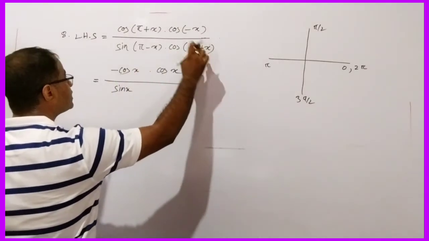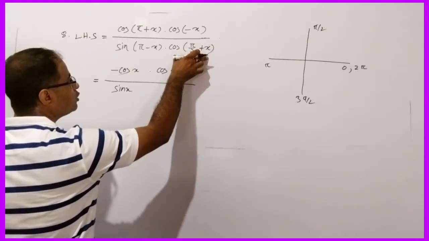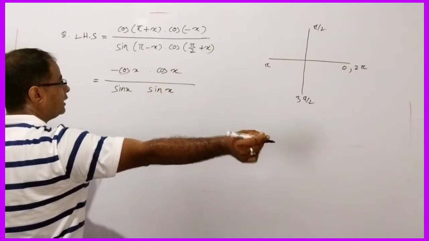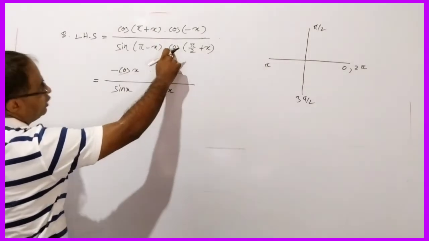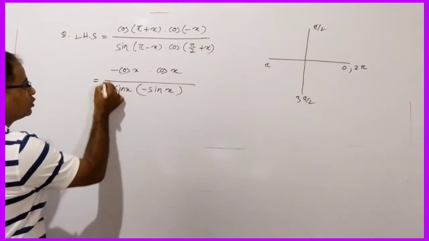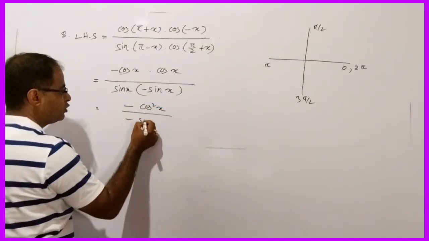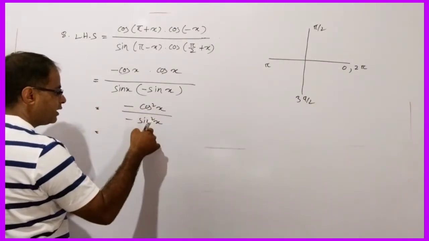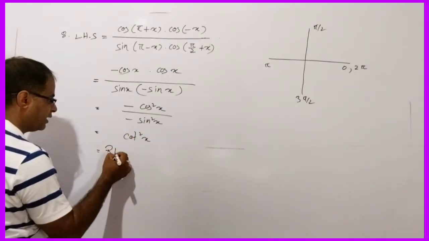Cos of pi by 2 plus x, yes. If it is pi by 2 with plus, cos will be converted to sine. It should be converted into sine x. But pi by 2 plus x is in the second quadrant, where the value of cos is negative, which is minus sin x. So it is minus cos square x by minus sine square x. Ignore the minus sign. Cos square x by sine square x is cos square x, which is the right hand side.